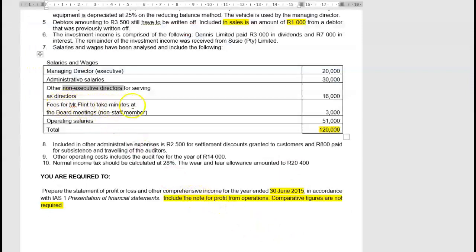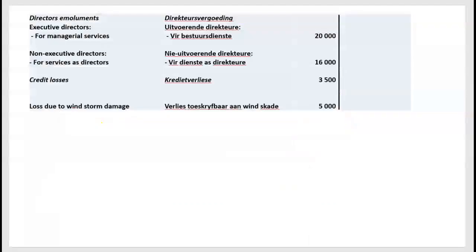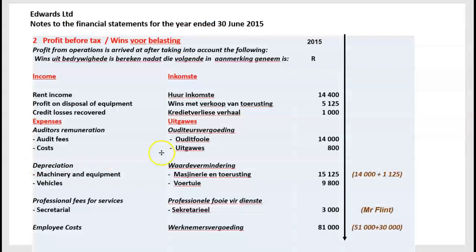Fees for Mr. Flint. He is not a staff member, so therefore it's a professional fee that I've paid, and it is of an administrative nature. But in my note, I have to disclose professional fees. So under expenses, professional fees for services, secretarial, taking notes is a secretarial type of activity, and that is a 3,000 Rand that we are going to disclose here.